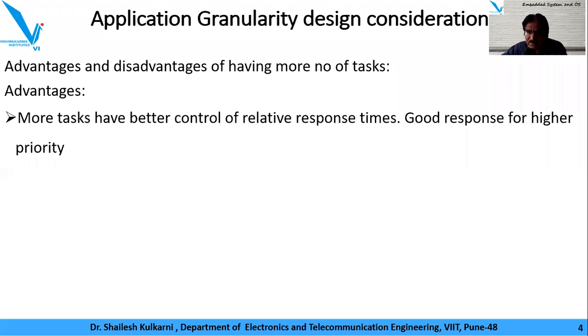That is the prima facie advantage, as I told you, that more number of tasks are always better for establishing control over response time. And we get good response for the higher priorities, because we are making priority-based preemptive systems in most designs of real-time systems. Whatever task we define with a higher priority would definitely get a good response time when we have more number of tasks in an application.